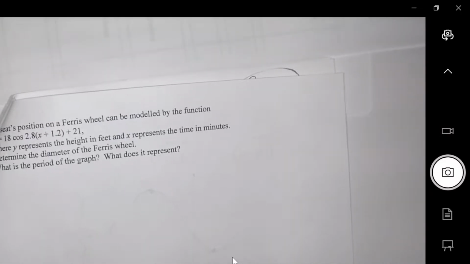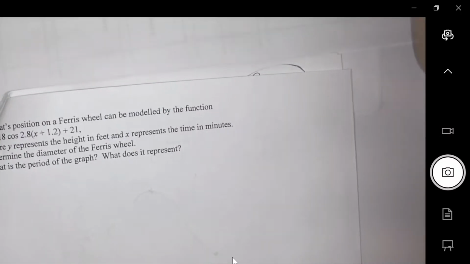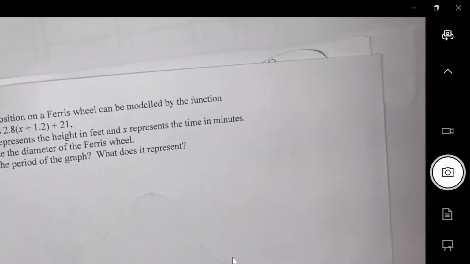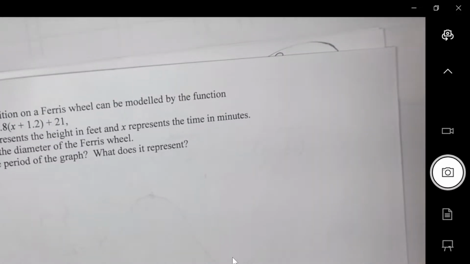Okay, some word problems. This is the one where I gave you an equation. It's talking about a Ferris wheel. We have the height of the Ferris wheel as the time elapses. What's the diameter of the Ferris wheel? And what's the period of the graph? What does it represent? Okay, so I can answer all of these questions without my calculator, like the graphing part.